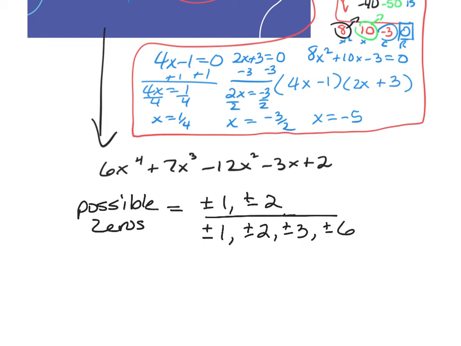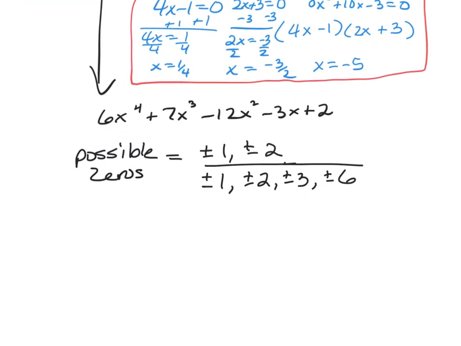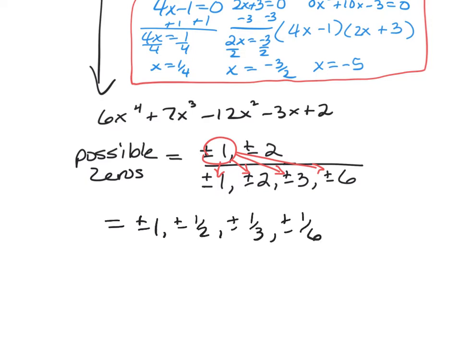So this is how I'm going to set it up to get my actual list of possible zeros. Again, you will take this numerator, the 1, and give it each one of these as a denominator. So my possible zeros are plus and minus 1. 1 over 1 is 1. 1 over 2. 1 over the 3. And then 1 over the 6th.